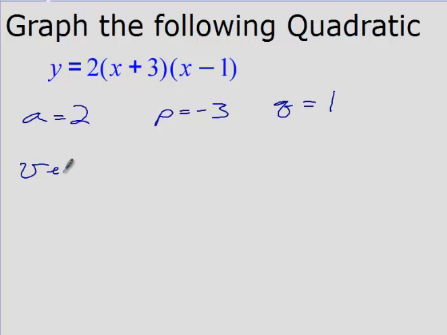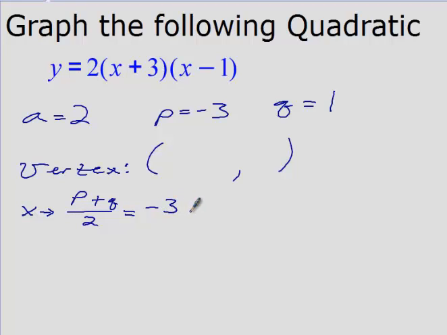So find the vertex. How do I find the x-coordinate of a vertex in intercept form? p plus q over 2. So what's my p? -3. What's my q? So I get -3 for my p, 1 for my q, all over 2. What's -3 plus 1? -2. So what's -2 divided by 2? -1. So that is the x-coordinate of my vertex.